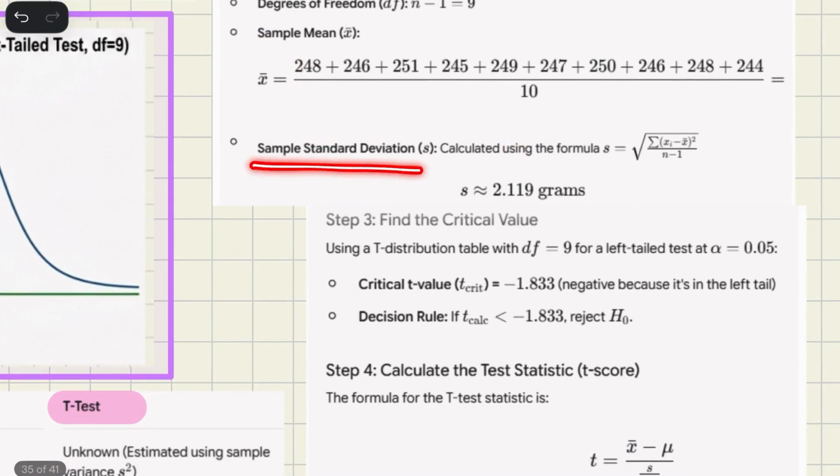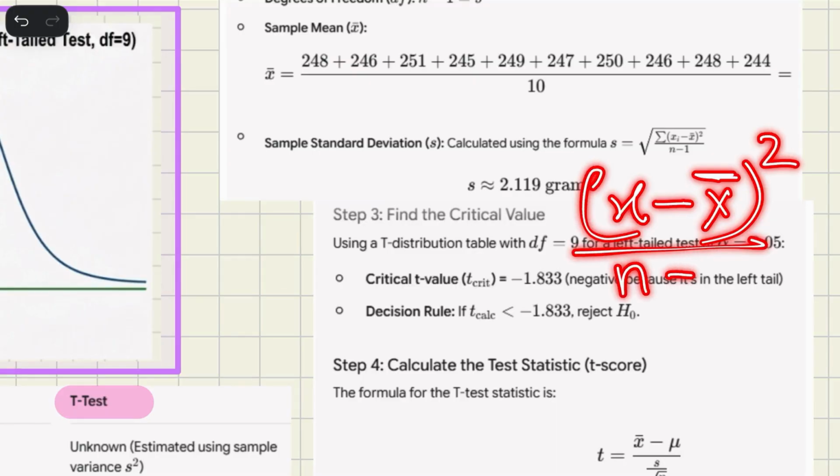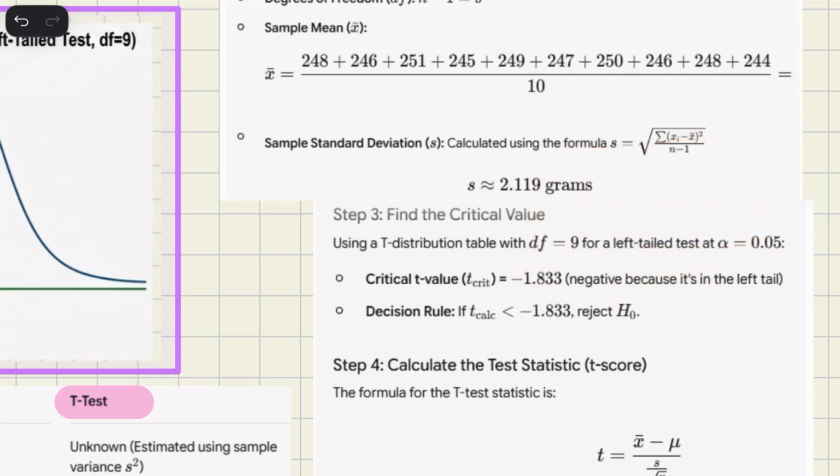Alright, and then we have the sample standard deviation. Using the sample variance formula, we will calculate the sample standard deviation. This is the formula: for every value of the sample, we subtract the sample mean, square it, divide by n minus 1, and then take the root, right? This is how we calculate the standard deviation. It comes out to be 2.119 grams in our case.